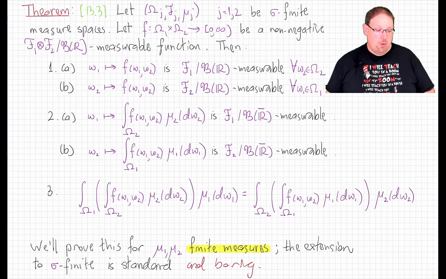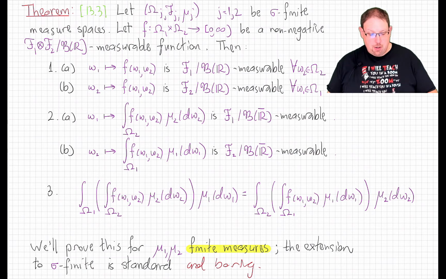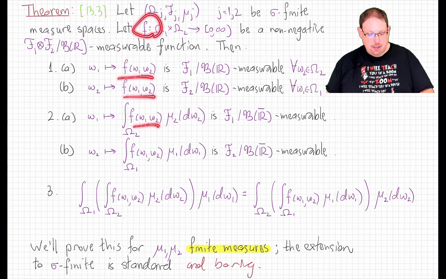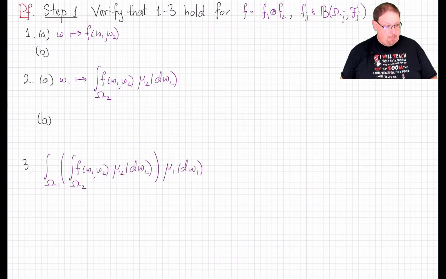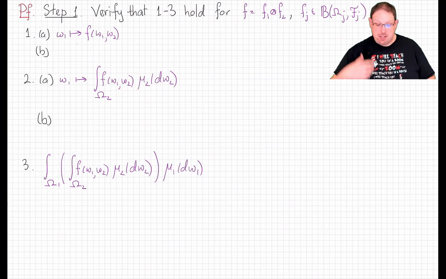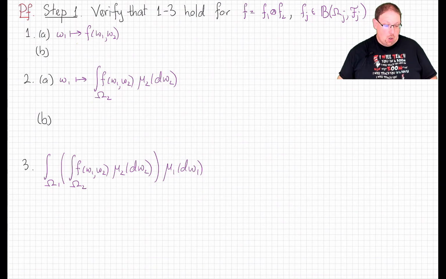So, how are we going to prove this? We're going to prove it in a few steps. The starting point is to prove that it holds true in the special case where the function we're considering is a tensor product function. So that's step one. First, we verify that all three of those properties, the measurability of the half integrals, and the exchangeability of the order of iterated integration, all hold true for tensor product functions.